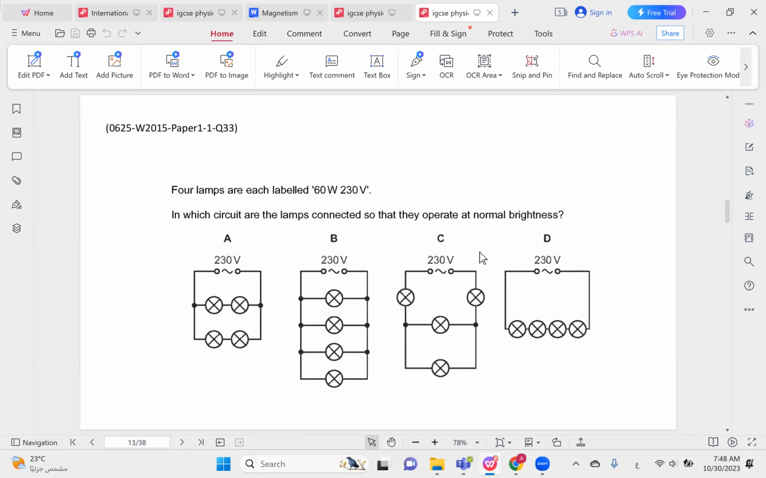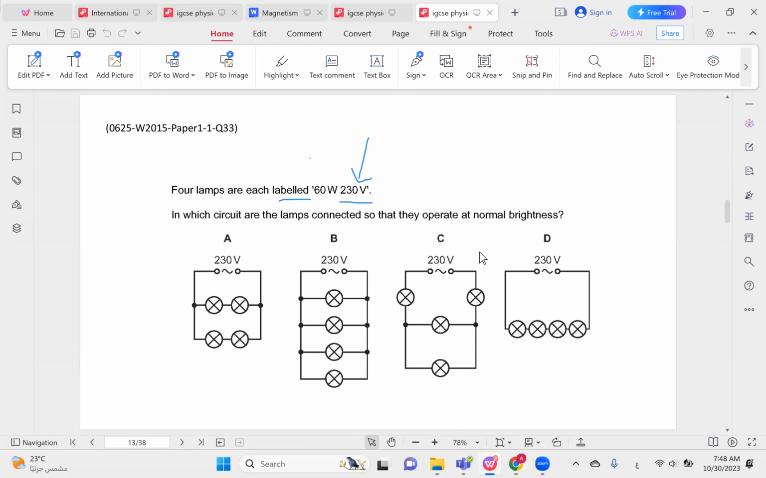4 lamps are each labeled 60 watts, 230 volts. In which circuit are the lamps connected so that they operate at normal brightness? So if they're labeled 230 volts, then they need 230 volts in order to operate. So in which circuit do they get 230 volts?